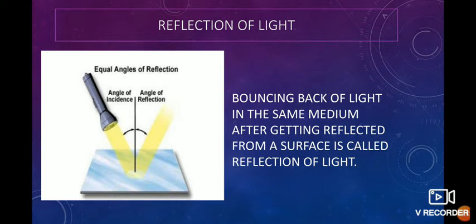Now let us understand the concept of reflection of light. Have you ever thrown a ball on the ground? What happens to it? It comes back to you. We say that it bounces back, isn't it? It could be a cricket ball, a basketball, or a sponge ball, any sort of ball will bounce back, isn't it? So, light, when it falls on a surface, also bounces back. This is called reflection of light. So, bouncing back of light in the same medium after getting reflected from a surface is called reflection of light.